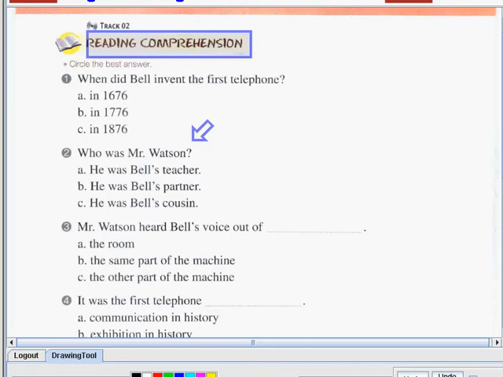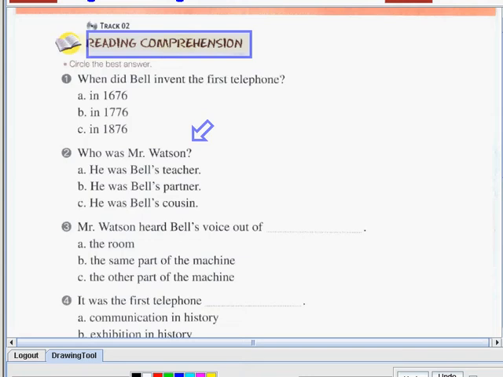In this part, I will read the question and also the choices. And then, you will find out the correct answer. It will be better if you will write your answer in a piece of paper. And then we will answer this activity together. Okay? So now, let's start.